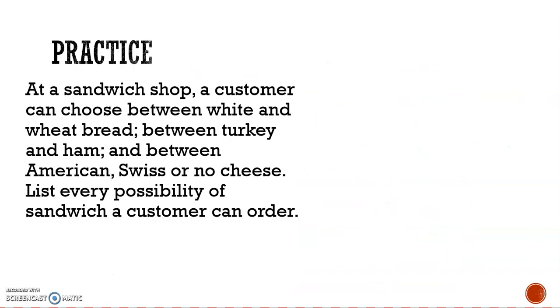All right, so here's your practice. Pause the video and try this. At a sandwich shop, a customer can choose between white and wheat bread, between turkey and ham, and between American, Swiss, or no cheese. List every possibility of sandwich a customer can order. So I want you to make a tree diagram on this.